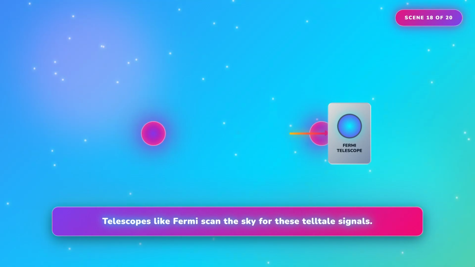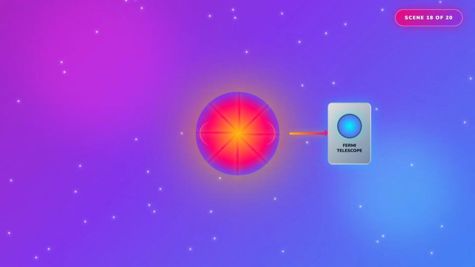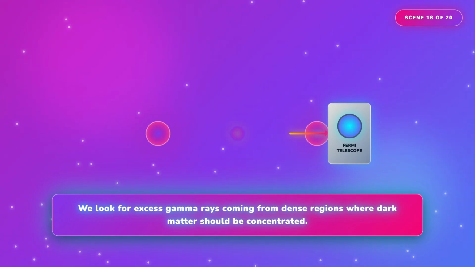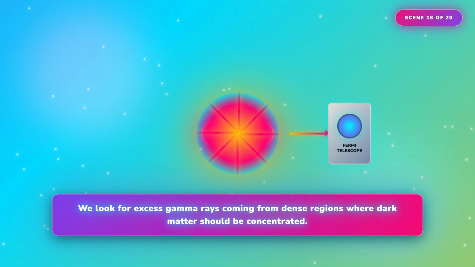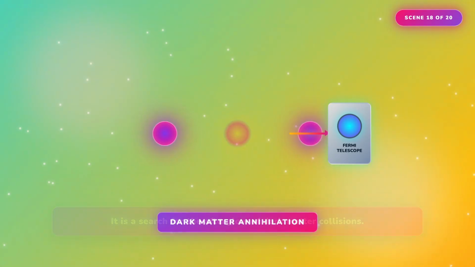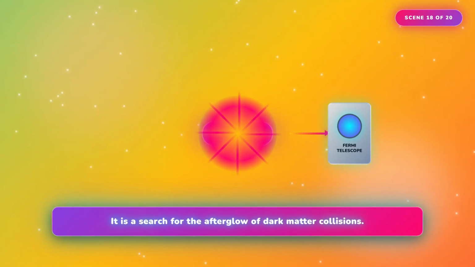Telescopes like Fermi scan the sky for these telltale signals. We look for excess gamma rays coming from dense regions where dark matter should be concentrated. It is a search for the afterglow of dark matter collisions.